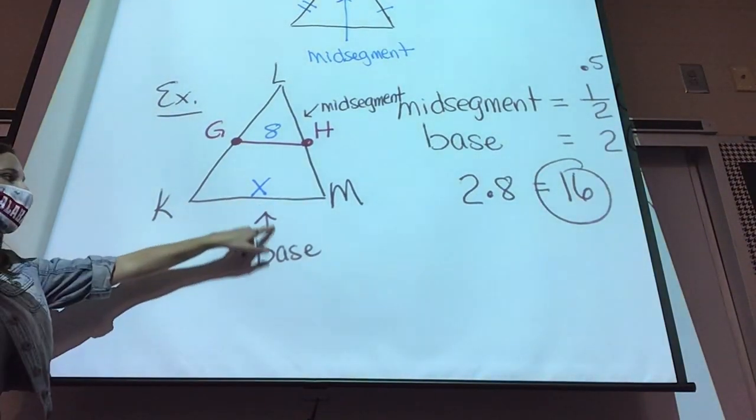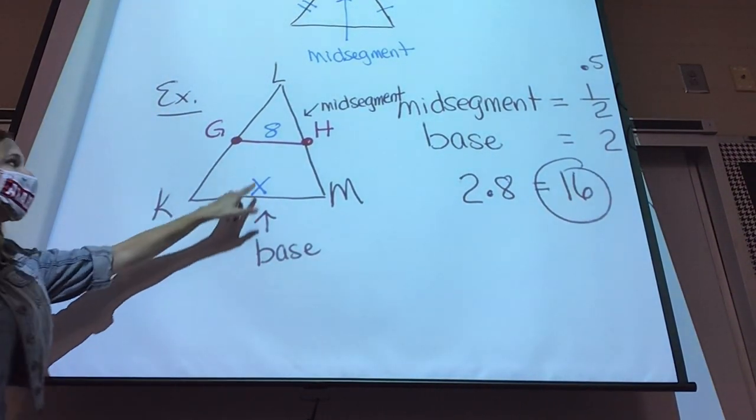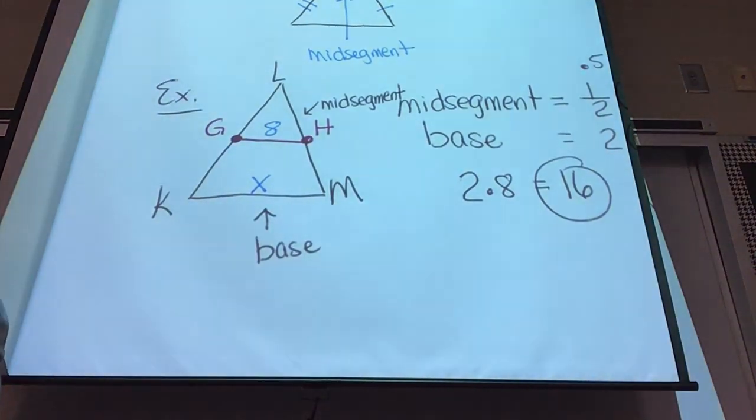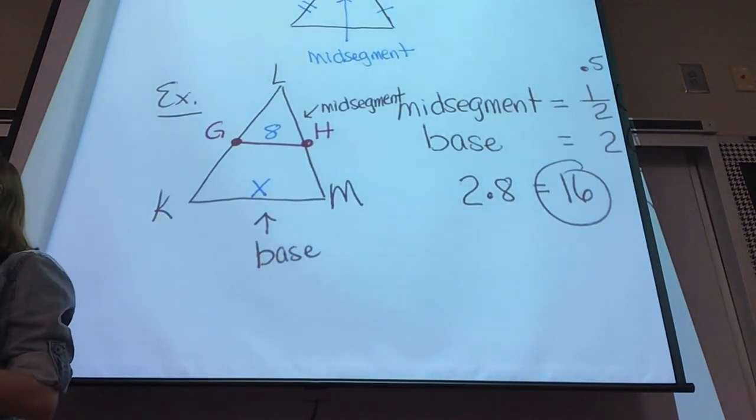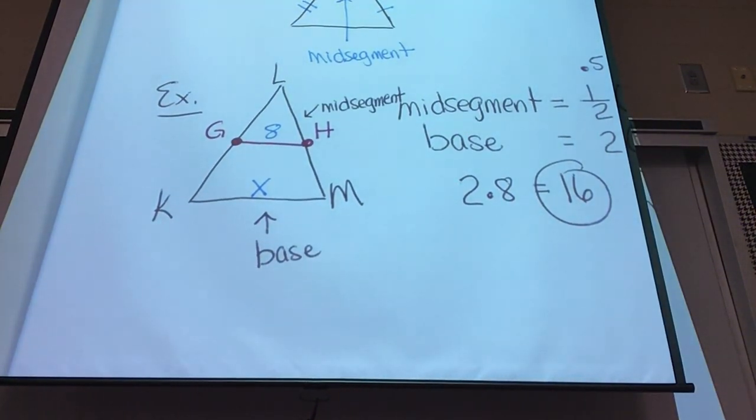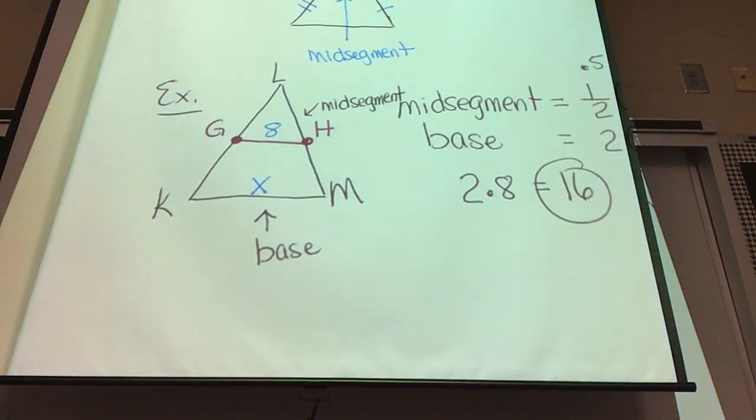Okay, so we're trying to find the base. So all I had to do was 2 times this, and I have my answer. Now that's easy as long as I've got whole numbers. Not so easy if I put in a bunch of letters. Okay, does that make sense?